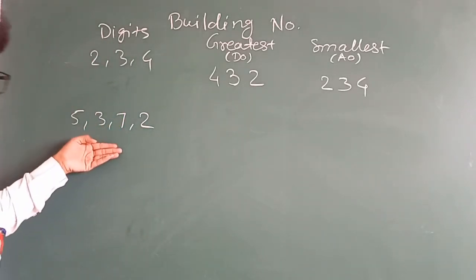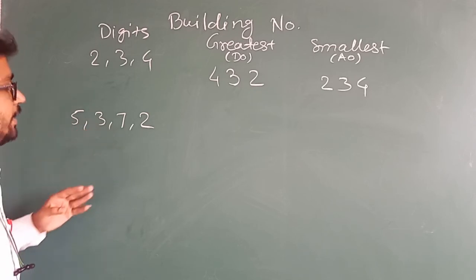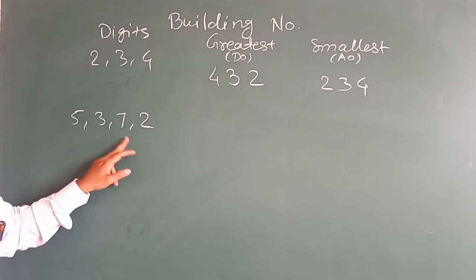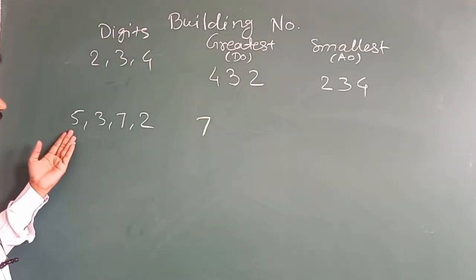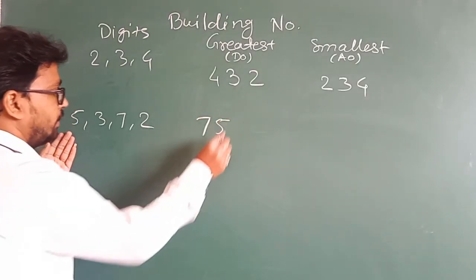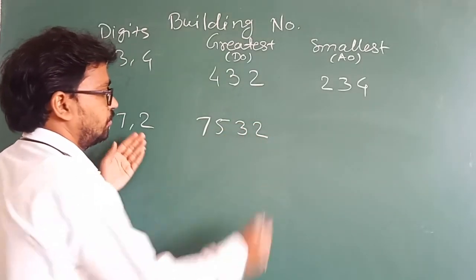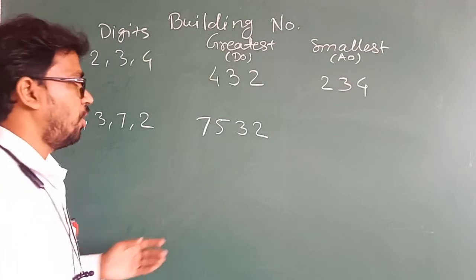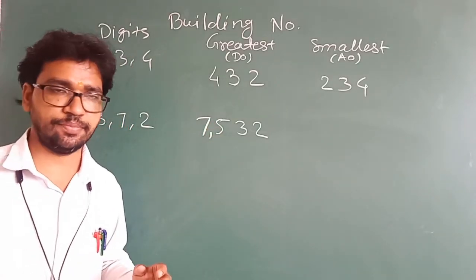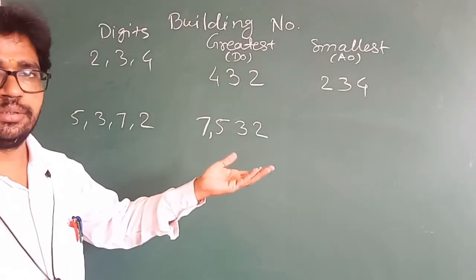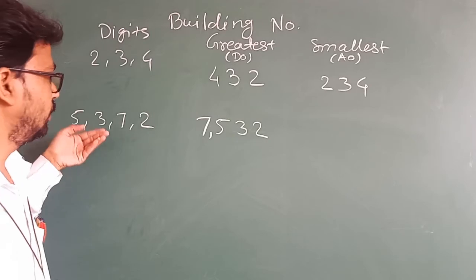Now here form the greatest number or build the greatest number first. So we have to find which one is the greatest one. It is 7. Then smaller than 7 it is 5. Then smaller than 5 is 3, and then 2. Now where we have to give the comma? We can give the comma in between 1000 and 100 place. Okay. Now build the smallest number from these given digits.